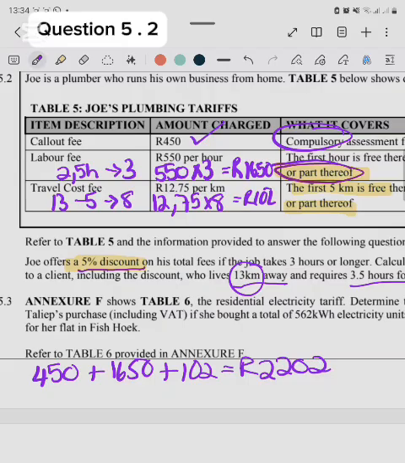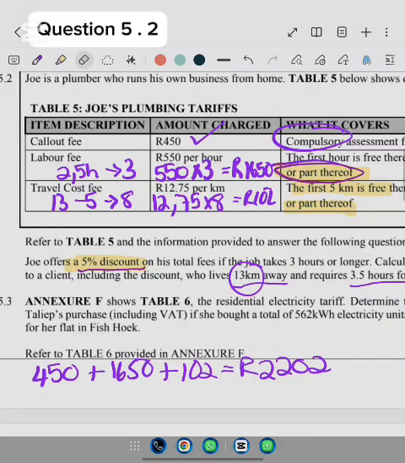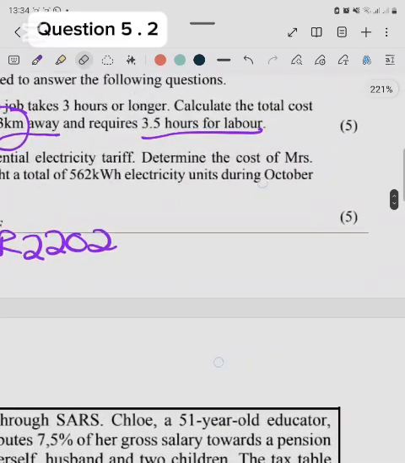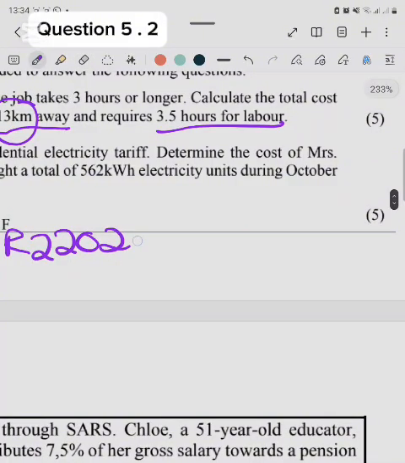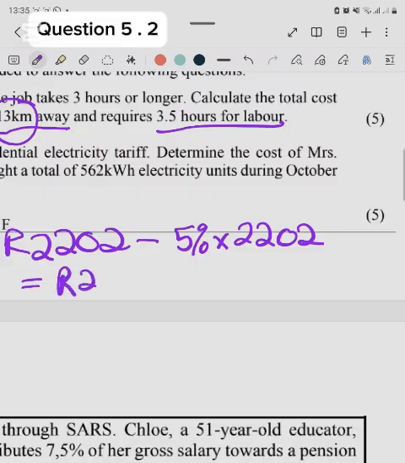So you can either say I'm going off the page there a little bit. Let's go this way rather. We can either take this 22.02 and then subtract 5% of 22.02, or you could just say what is 95% of 22.02. Both are legitimate methods. It'll get you to 20.91.90, 20 rand 91.90, and that was your final answer.